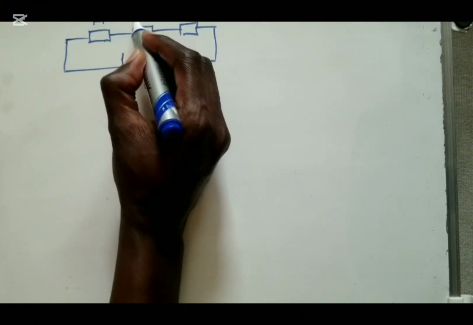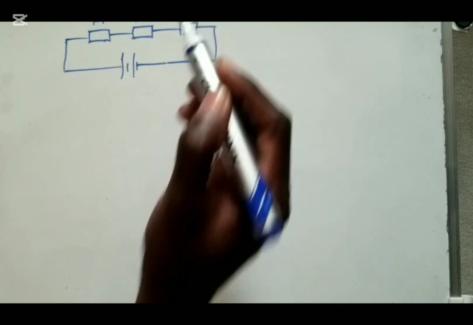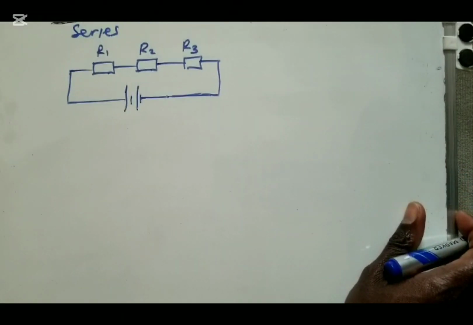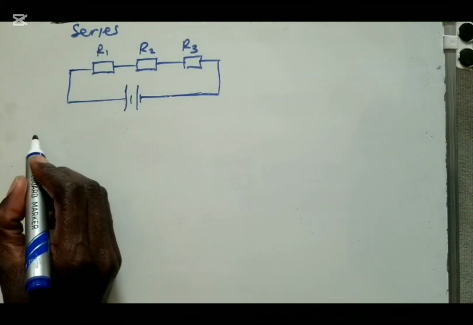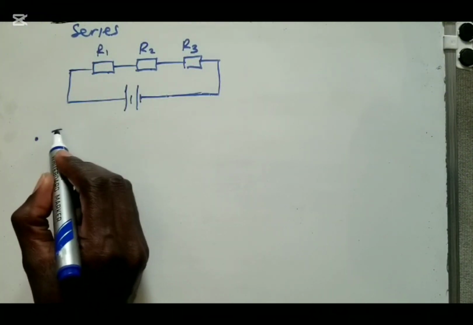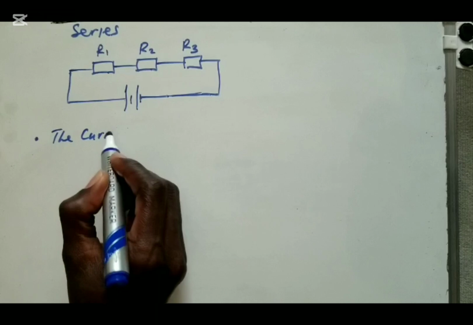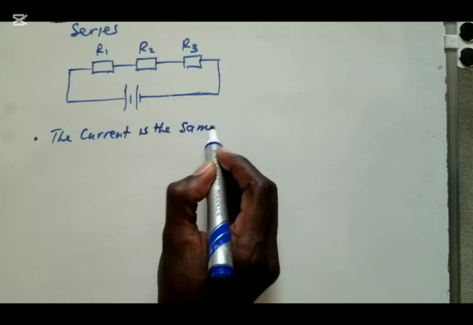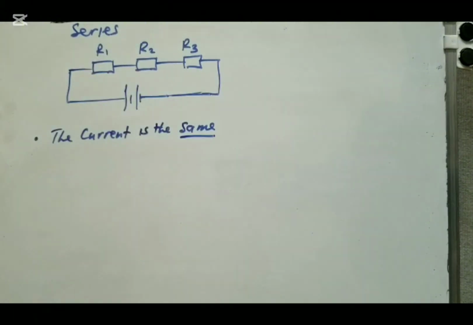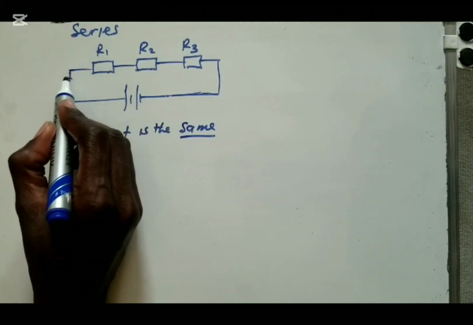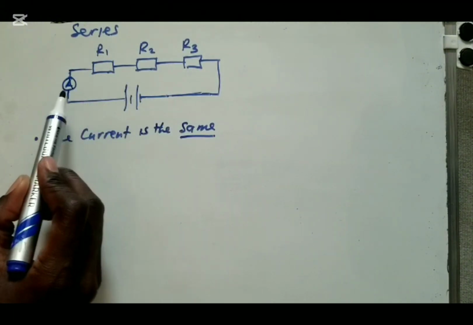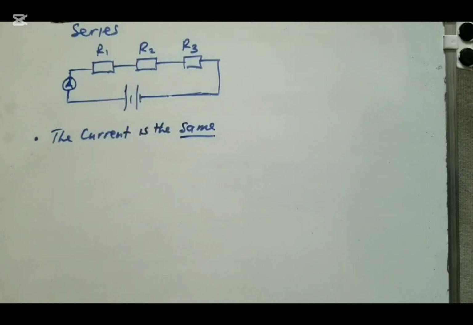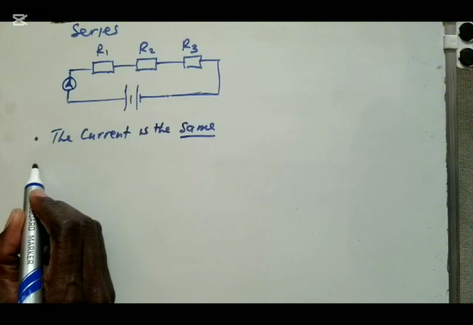If that is R1, R2, and that is R3, for resistors that are in series, you need to remember that the current is the same. So the current will be the same as the total current that will pass through. If you were to connect an ammeter here, the current that will pass through this will be the same as that, and it will be the same as that. That's the concept that you need to remember.